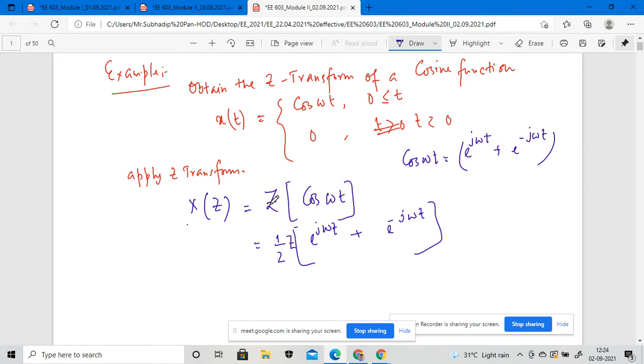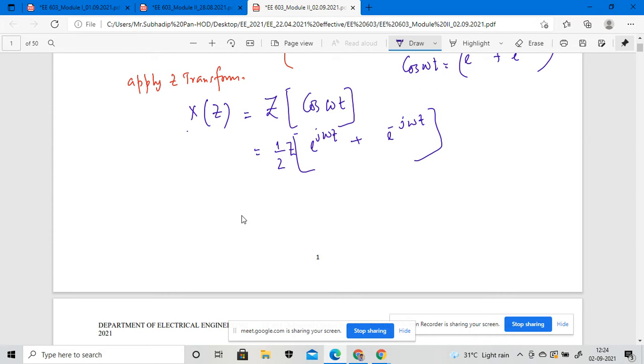Okay, so now we have to again simplify this equation, right? So if I am applying the Z transformation of e to the power j omega t plus this, it will come like this: half of, it should come, 2 minus e to the power minus j omega t plus e to the power j omega t, into z inverse, as we are applying z to the power minus k.